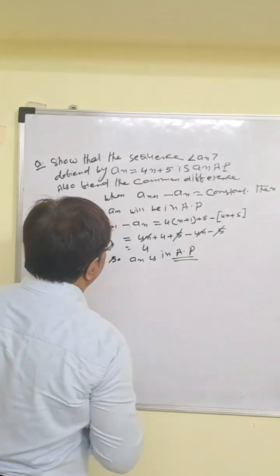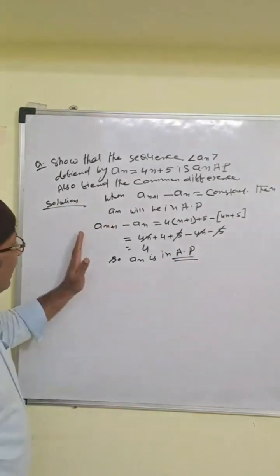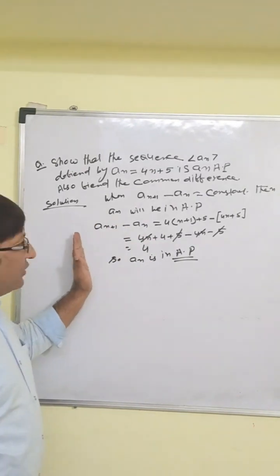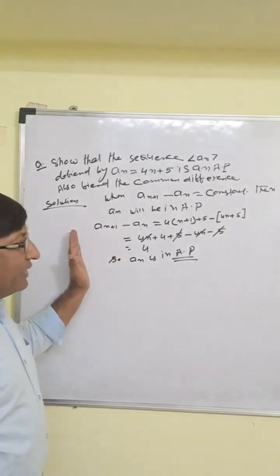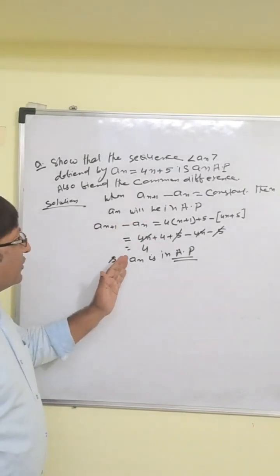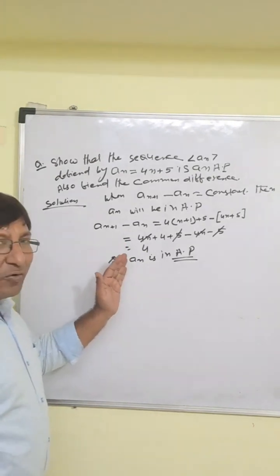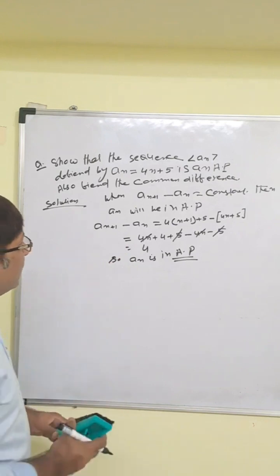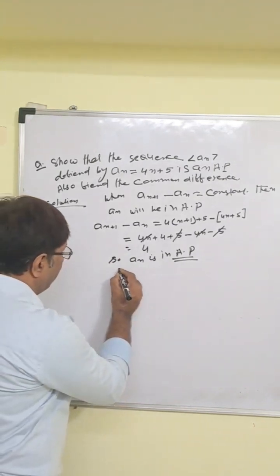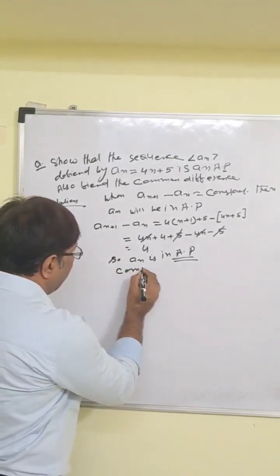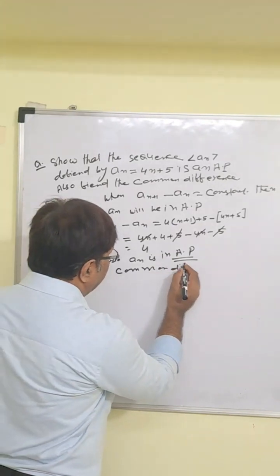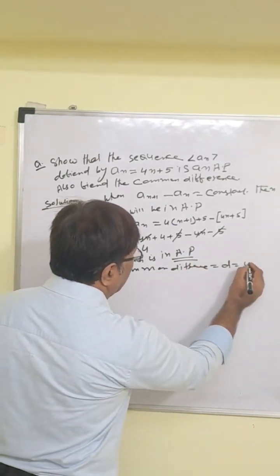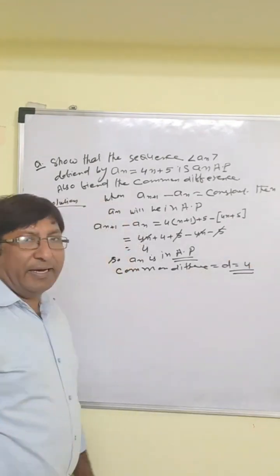So any function in which the second term minus the first term, the third term minus the second term is constant is called an AP, and that constant is called the common difference. Here the constant is 4, so the common difference equals 4. We can write common difference d equal to 4. This is our correct answer.